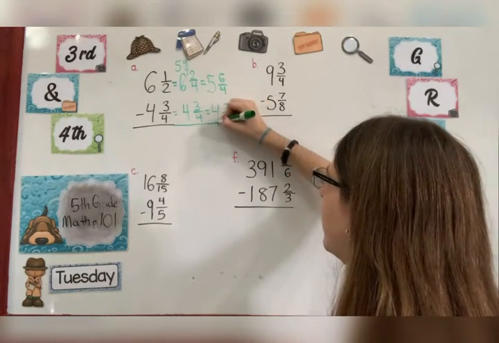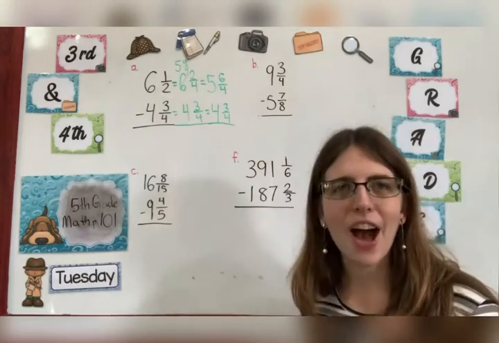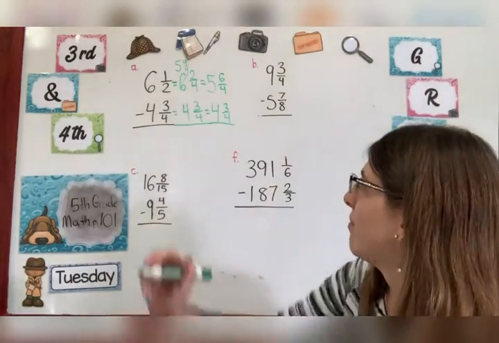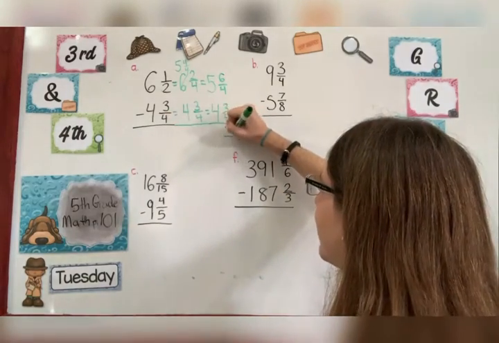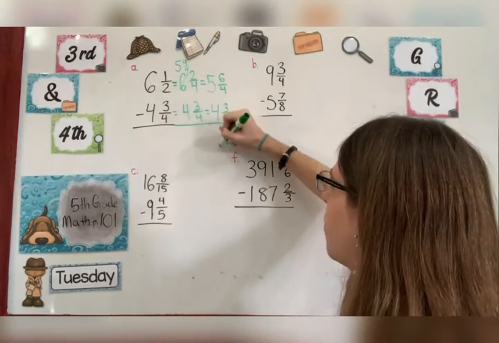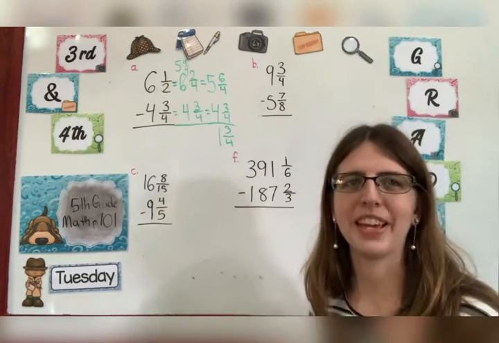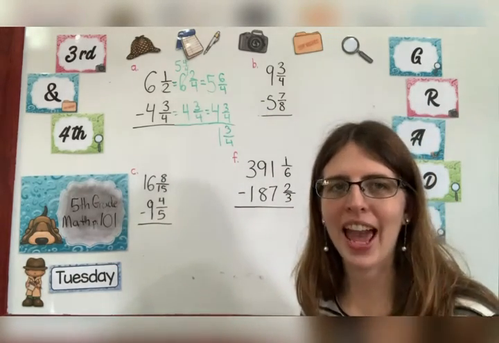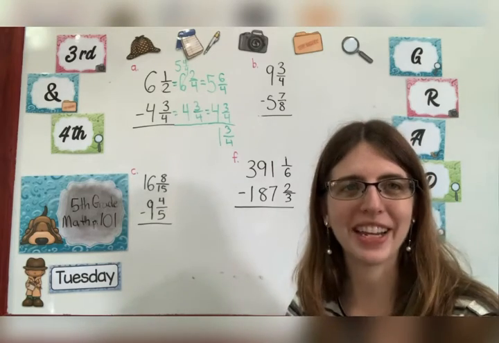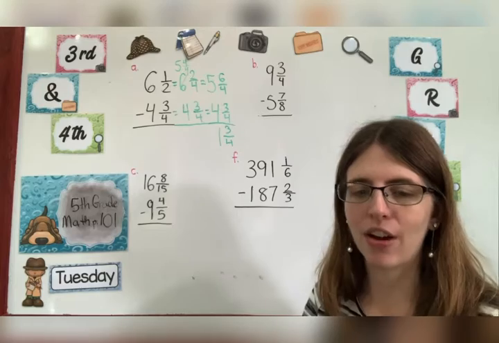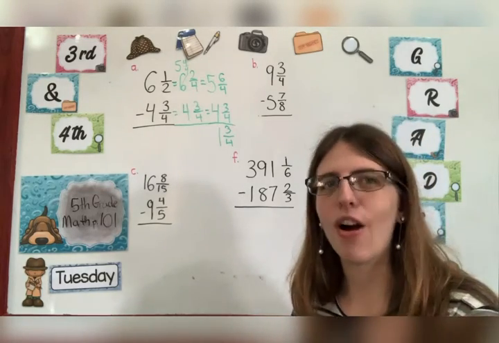This particular fraction didn't change. Now I can finally subtract. 6 minus 3 is 3. My denominator does not change. 5 minus 4 is 1. So my answer, 1 and 3/4. That was letter A of exercise 1 in your book. We're going to do letters A, B, C, and F together. You have to do letters D and E on your own.